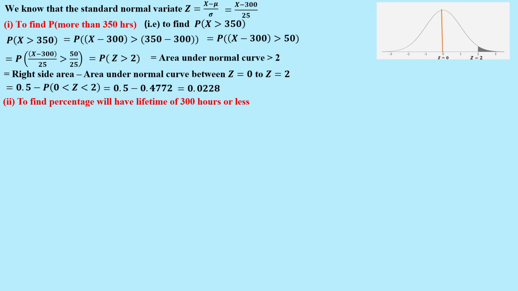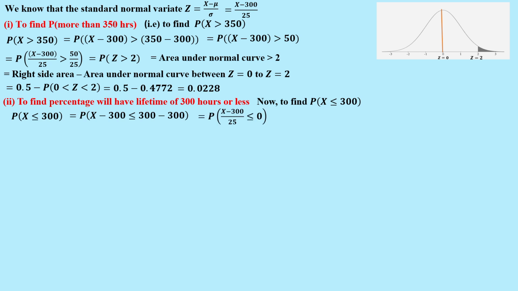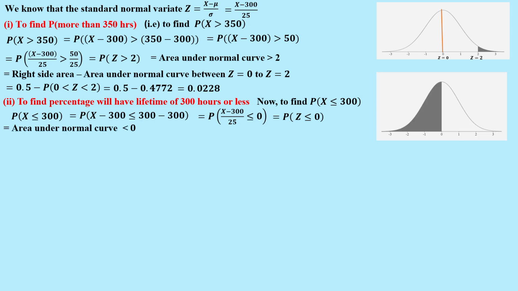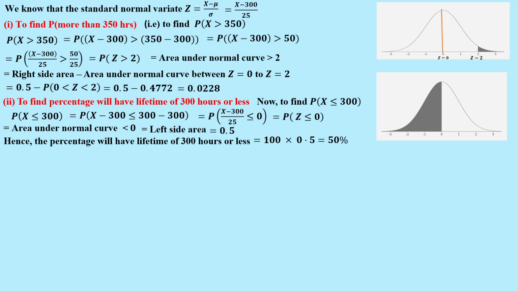Next, to find the percentage that will have a lifetime of 300 hours or less, probability of x less than or equal to 300. As usual, we proceed with mu, subtracting mu and dividing by sigma. You can do it directly, right? I am just explaining step by step. So x minus 300 minus 300, so probability of (x minus 300) by 25 less than or equal to 0. So probability of Z less than or equal to 0. Less than or equal to 0 means the total left side area, 0.5. So the percentage that will have a lifetime of 300 hours or less: multiply by 100, so 50%.